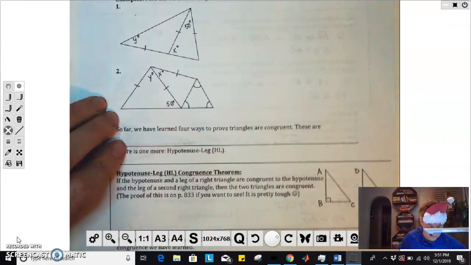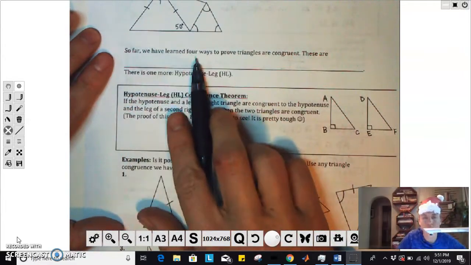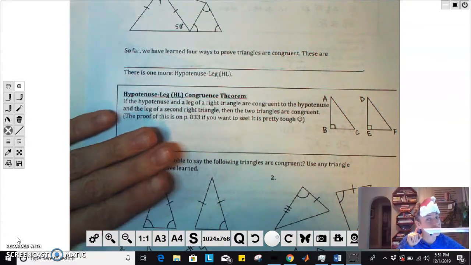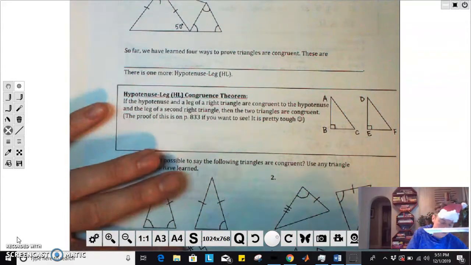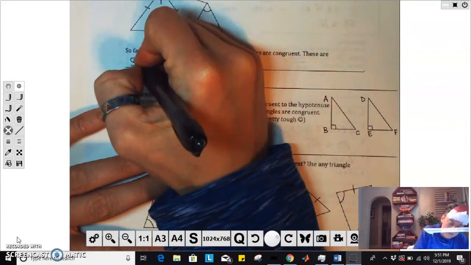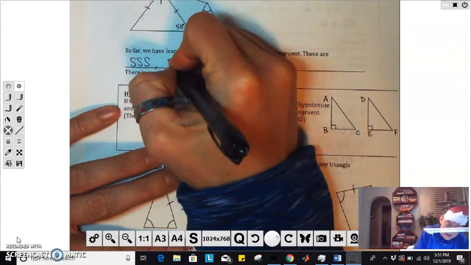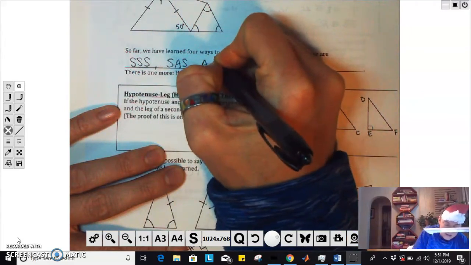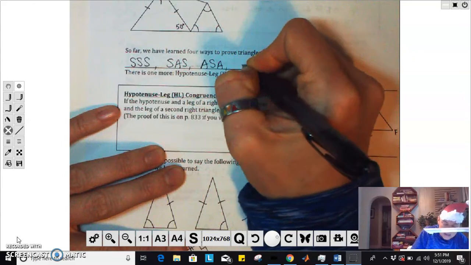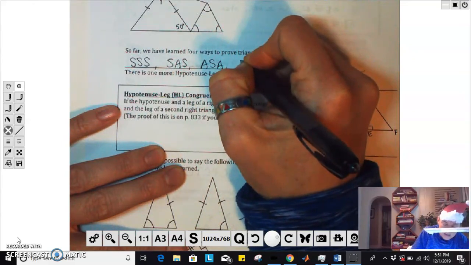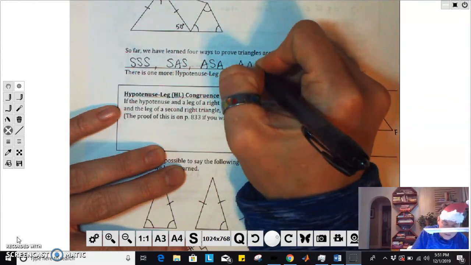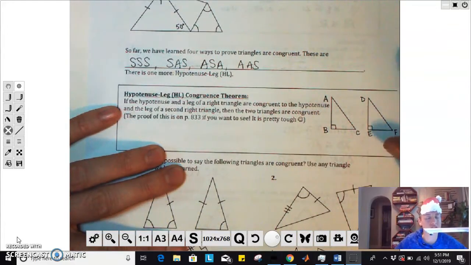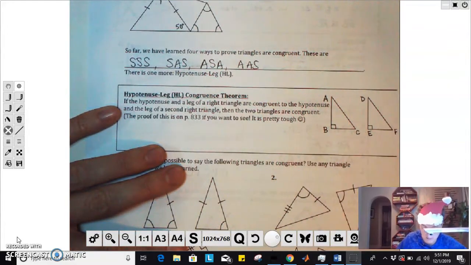Get you some points. So far, we've learned 4 ways to prove triangles are congruent. They are what? What are your letter combos? Give them to me. We got side, side, side. Side, angle, side. Angle, side, angle, and angle, angle, side. I kept wanting to put angle, side, side. That would be really funny, but there are no buts allowed in geometry, so that one doesn't work.